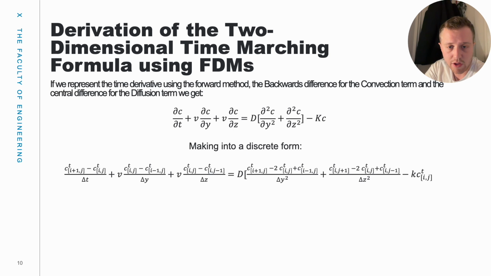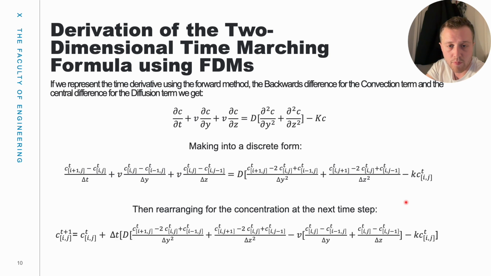Again, you notice we're adding that J dimension in, which adds it into our set, higher dimensions, which makes it into a 2D form. And then if you rearrange for the next term, we get this formula here, which we can then use to solve iteratively again in a time marching way.